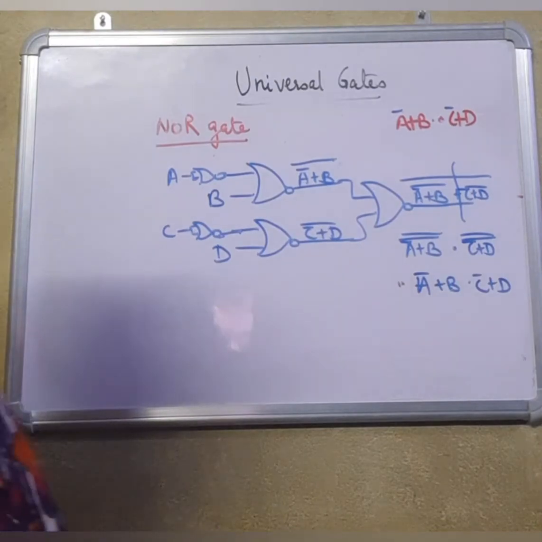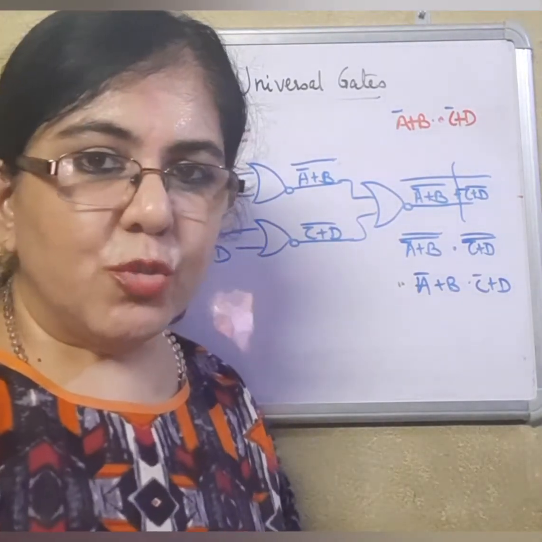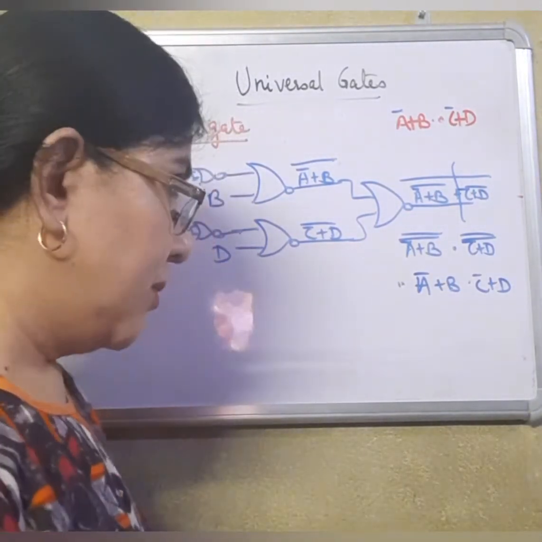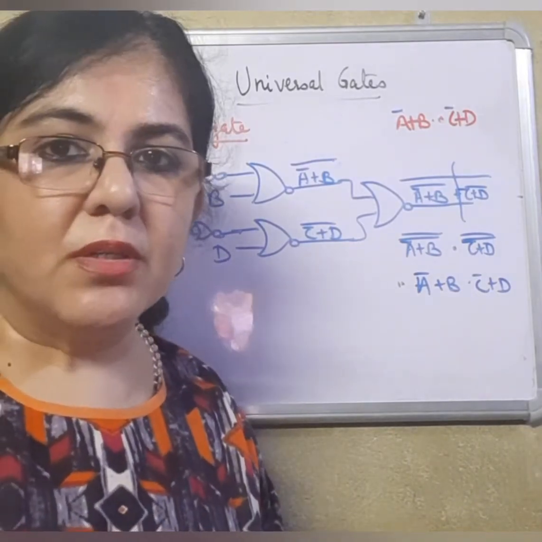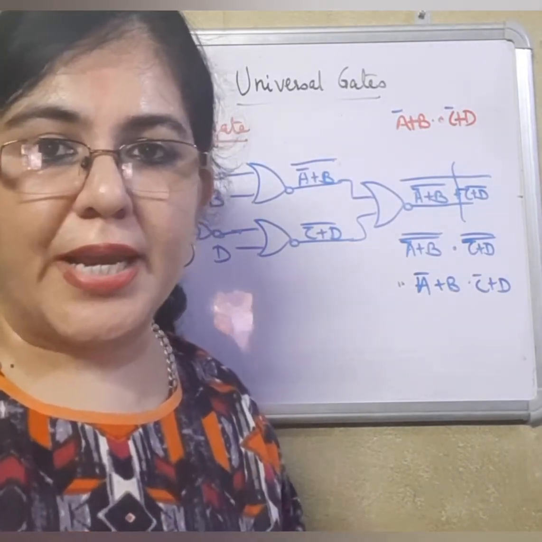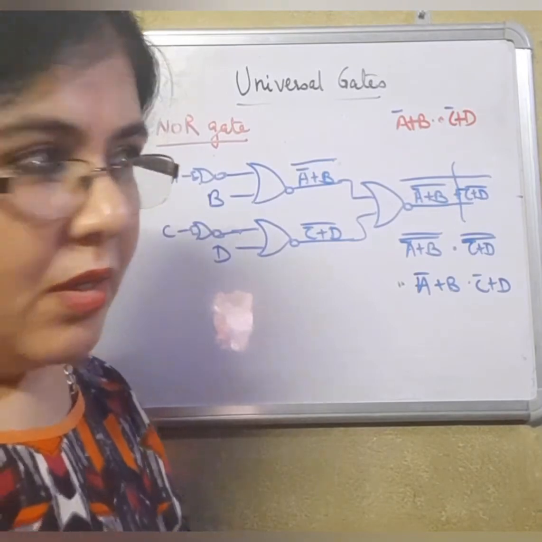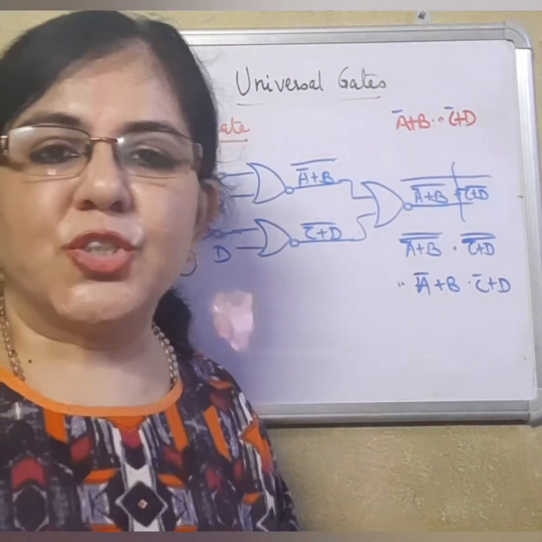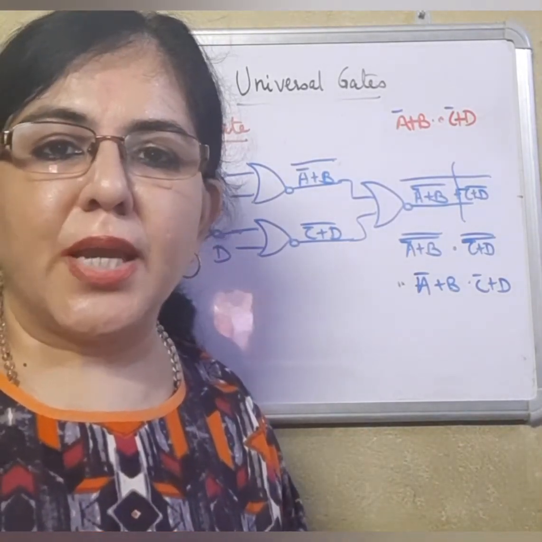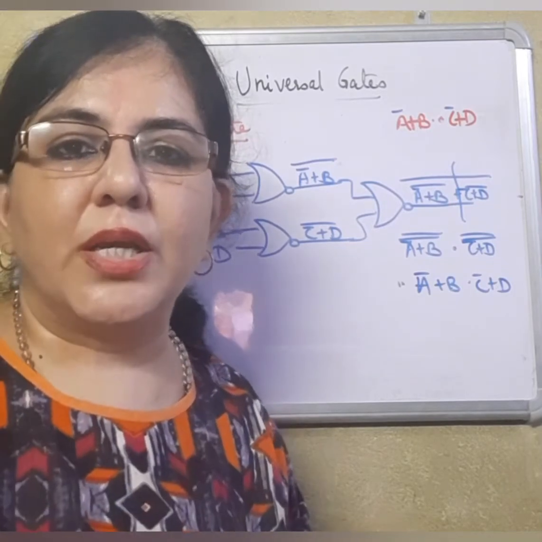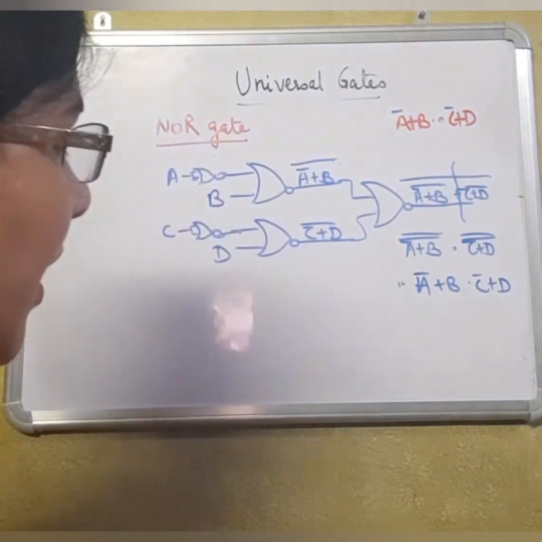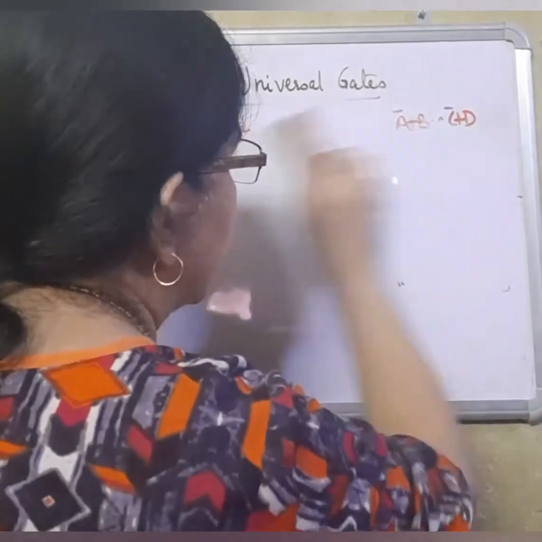So this is the way that your universal gates can be used to make gates. The diagrams or the questions that will be given using NOR gate or using NAND gate, you will have to solve this way. There are two more gates which are left, which are XOR gate and XNOR gate. Let's have a look at them also, so that the topic of gates is complete.